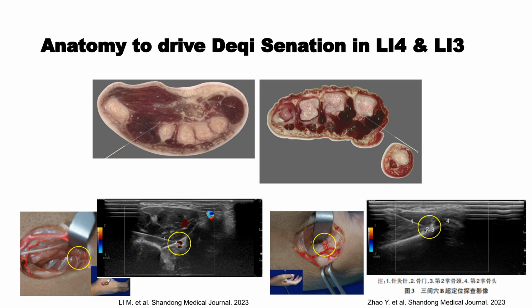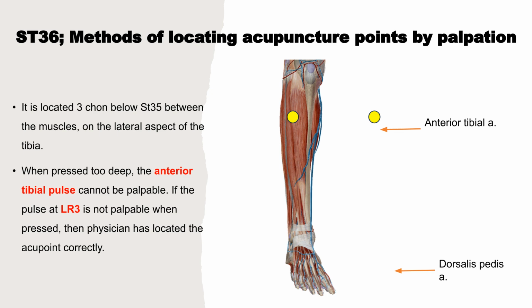Furthermore, Doppler ultrasound showed that needling LI4 stimulates the neurovascular complex associated with the ulnar nerve. This is evidence that our traditional deqi sensation is fundamentally tied to an anatomical structure we can see.